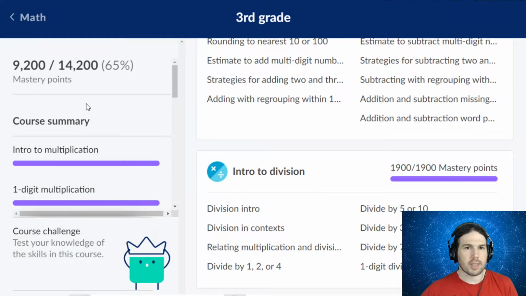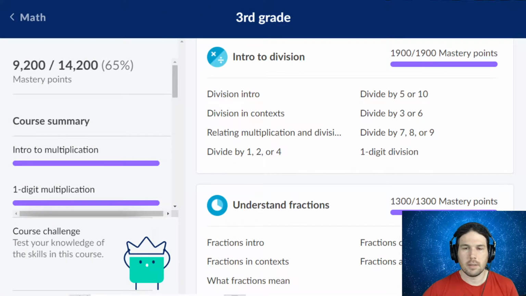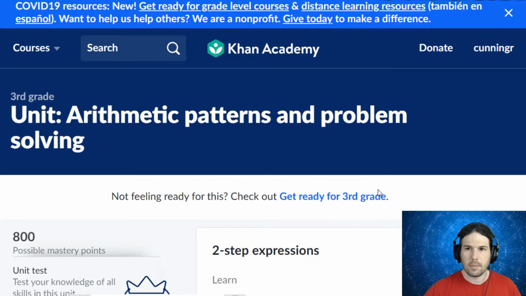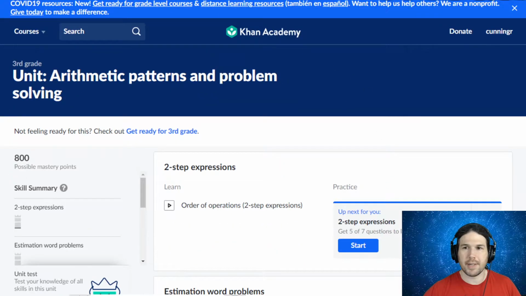Okay, so we are 65% of the way through third grade. We are going to move on to arithmetic patterns and problem solving. And they're asking me about COVID-19 resources. Let's get rid of that.